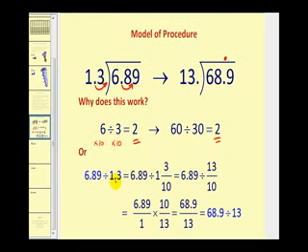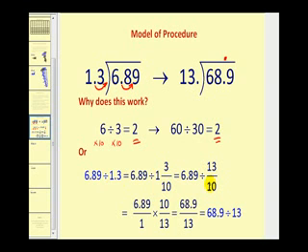If we took the original division problem and rewrote 1.3 as 1 3/10 in fraction form, and then rewrote this as 13/10, we would have 6.89 divided by 13/10.